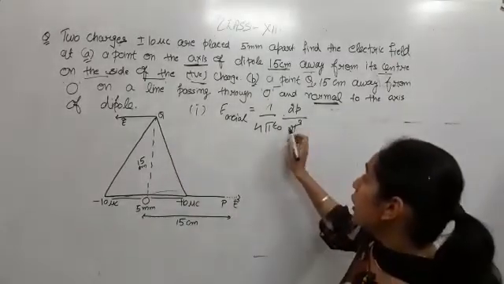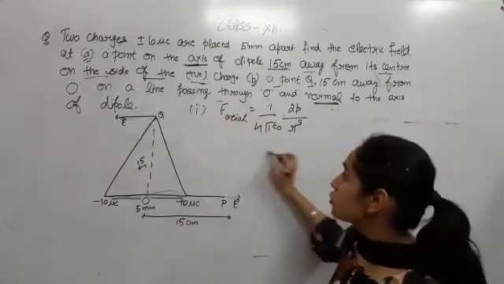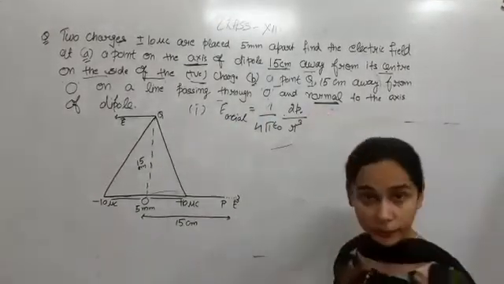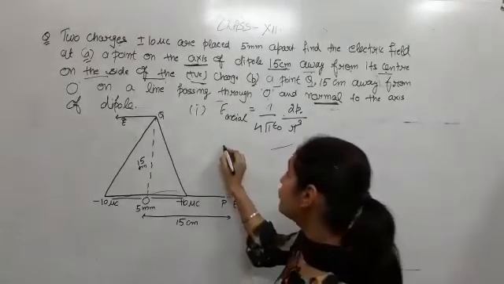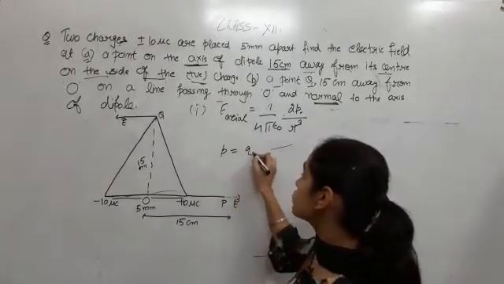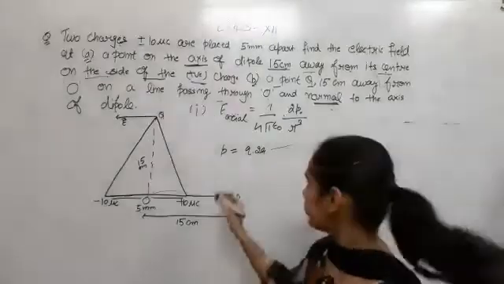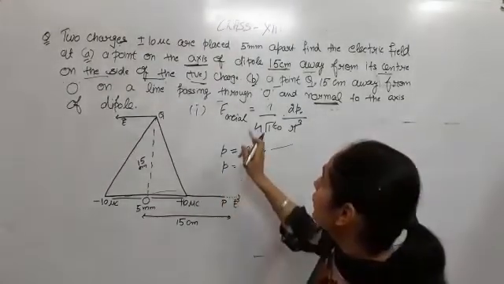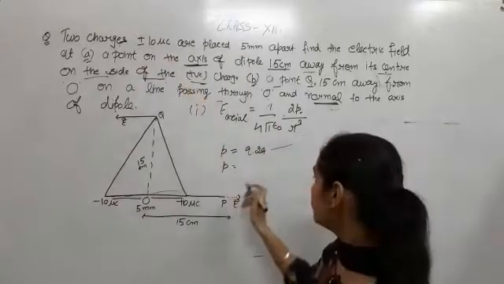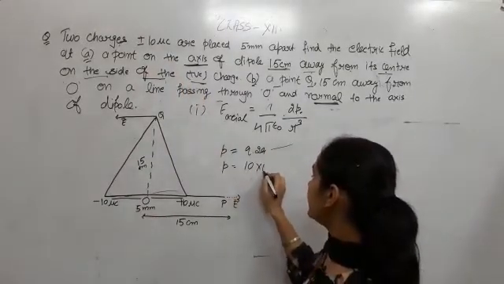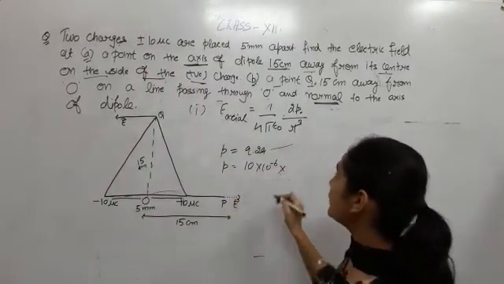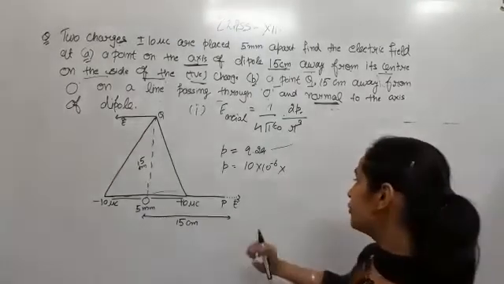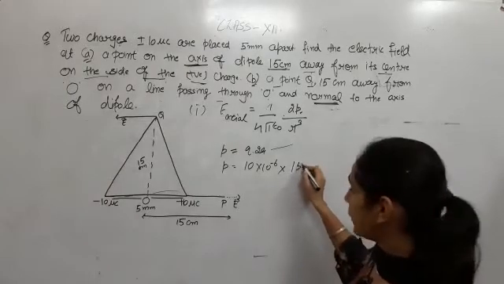So, in order to find this electric field on axial line, firstly I am supposed to find the value of dipole moment. What is the formula for dipole moment? Charge into length. Now, what is the charge Q? They have given 10 microcoulomb. So, 10 into 10 raised to power minus 6, and what is the dipole length they have given? That is 15.